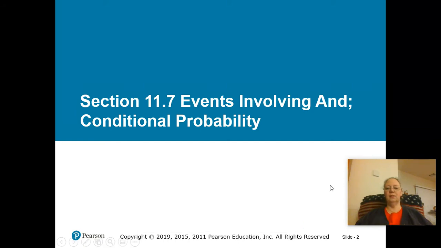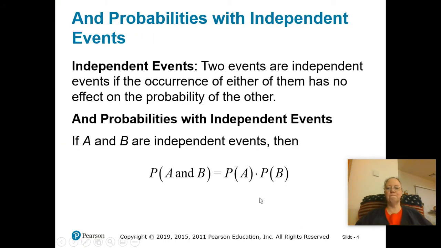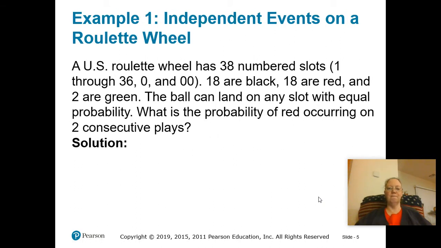All right, let's see. So when it's "or," we added the probabilities, but when it's "and," we are going to multiply the probabilities. This is important to think about. The only way this works is with independent events. Two events are independent if the occurrence of either of them has no effect at all on the probability of the other. So let's look at some examples to see what I mean.